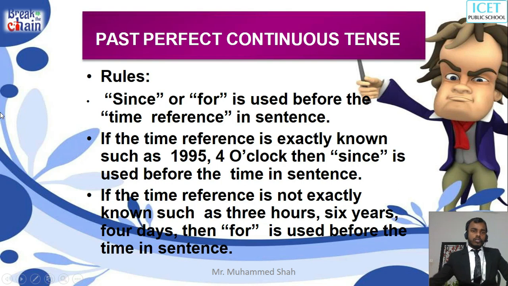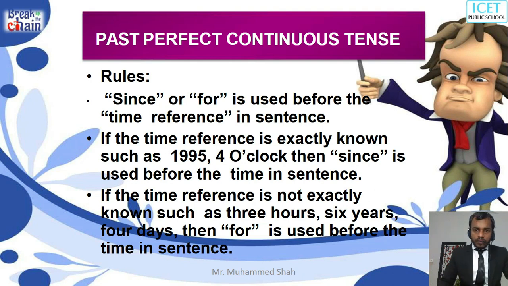Then some rules: since or for is used before the time reference in a sentence. If the time reference is exactly known, such as 1995 or 4 o'clock, then since is used before the time in a sentence. If you are going to express the clear exact time, it is better to use since. Since 1995, since 4 o'clock. If you know the time, better to use since.